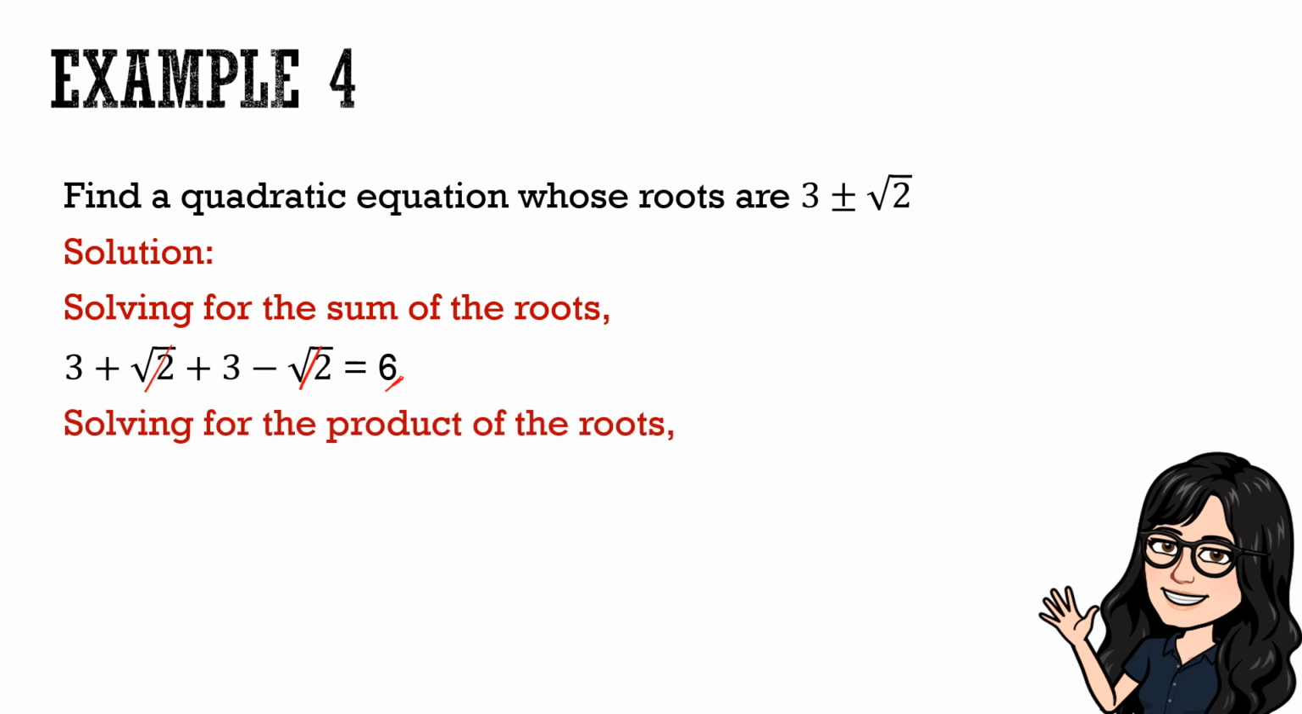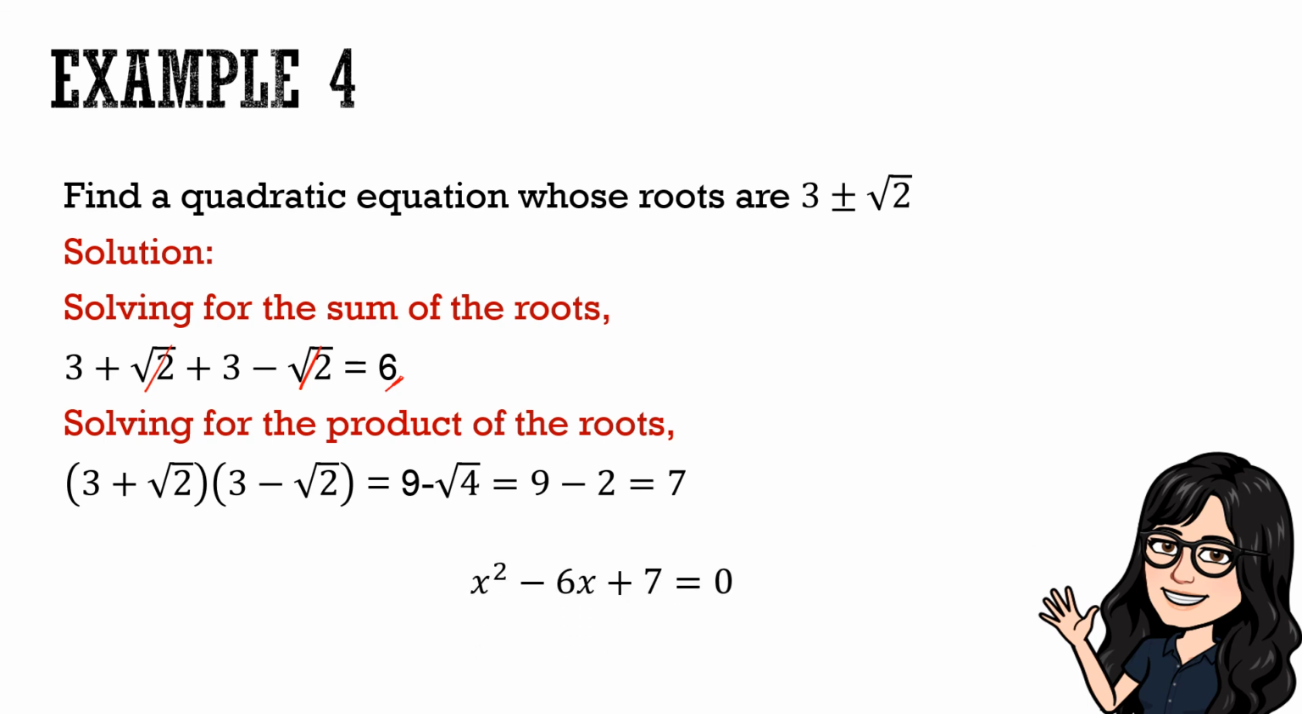Solving for the product of the roots. The quantity 3 plus square root of 2 times the quantity 3 minus square root of 2 is equal to 9 minus square root of 4. Simplify square root of 4. That's why we have 9 minus 2 equals 7. Therefore, our quadratic equation is x squared minus 6x plus 7 equals 0.